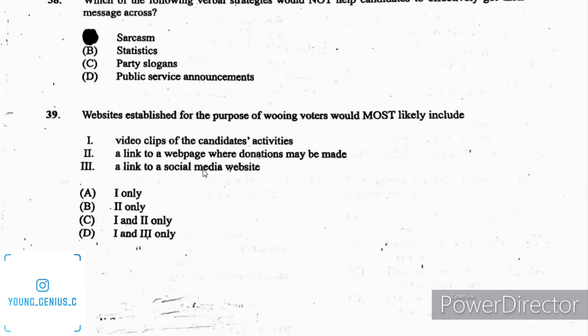Websites established for the purpose of wooing voters. Remember Miranda and Ferdinand from The Tempest? Ferdinand was wooing Miranda. Wooing voters would most likely include 1, video clips of the candidates' activities, 2, a link to a webpage where donations may be made, or 3, a link to a social media website. I'd say 1 and 3, video clips of the candidates' activities. You want to keep up with what the candidate is doing, where you at today, and a link to the social media website. Yes, so 1 and 3 for 39.